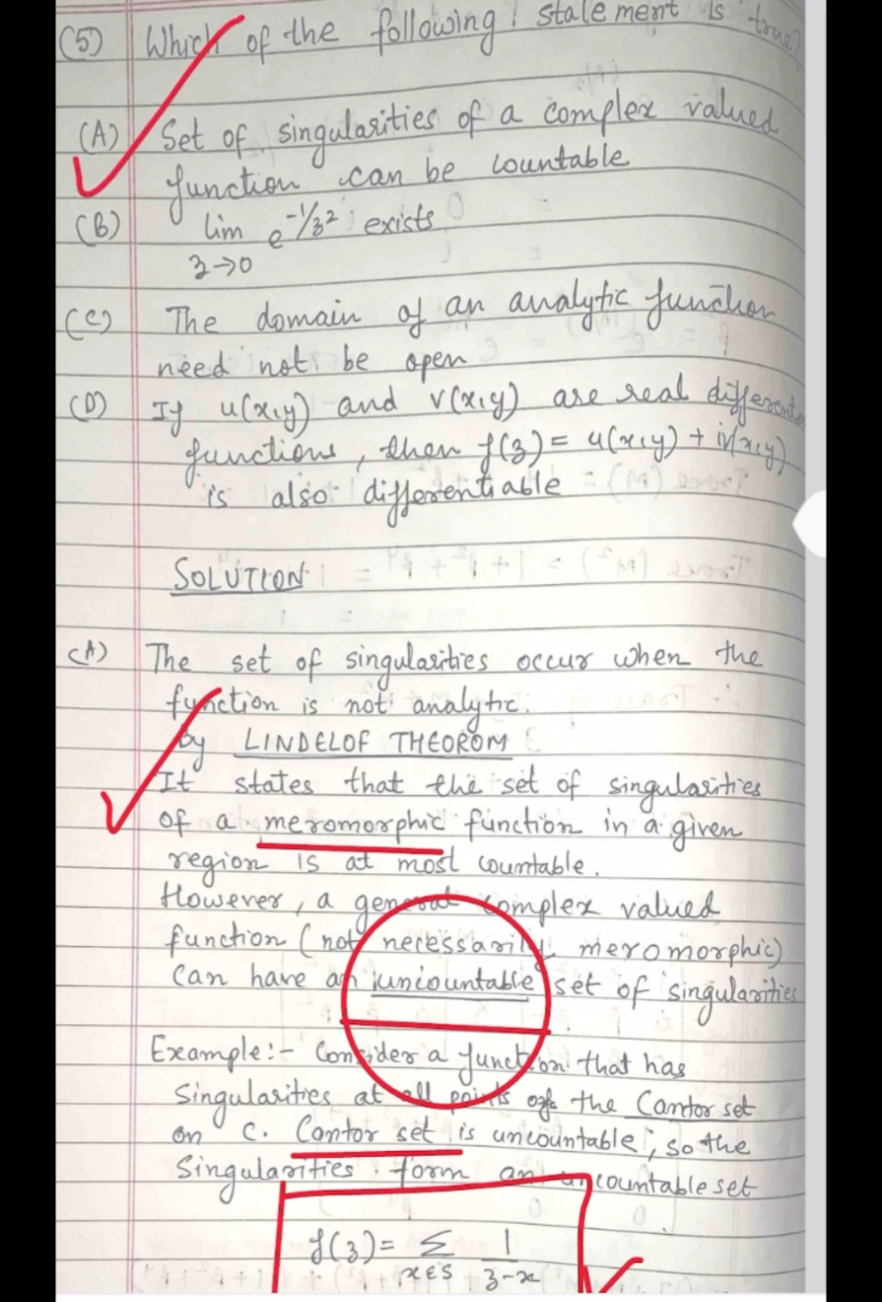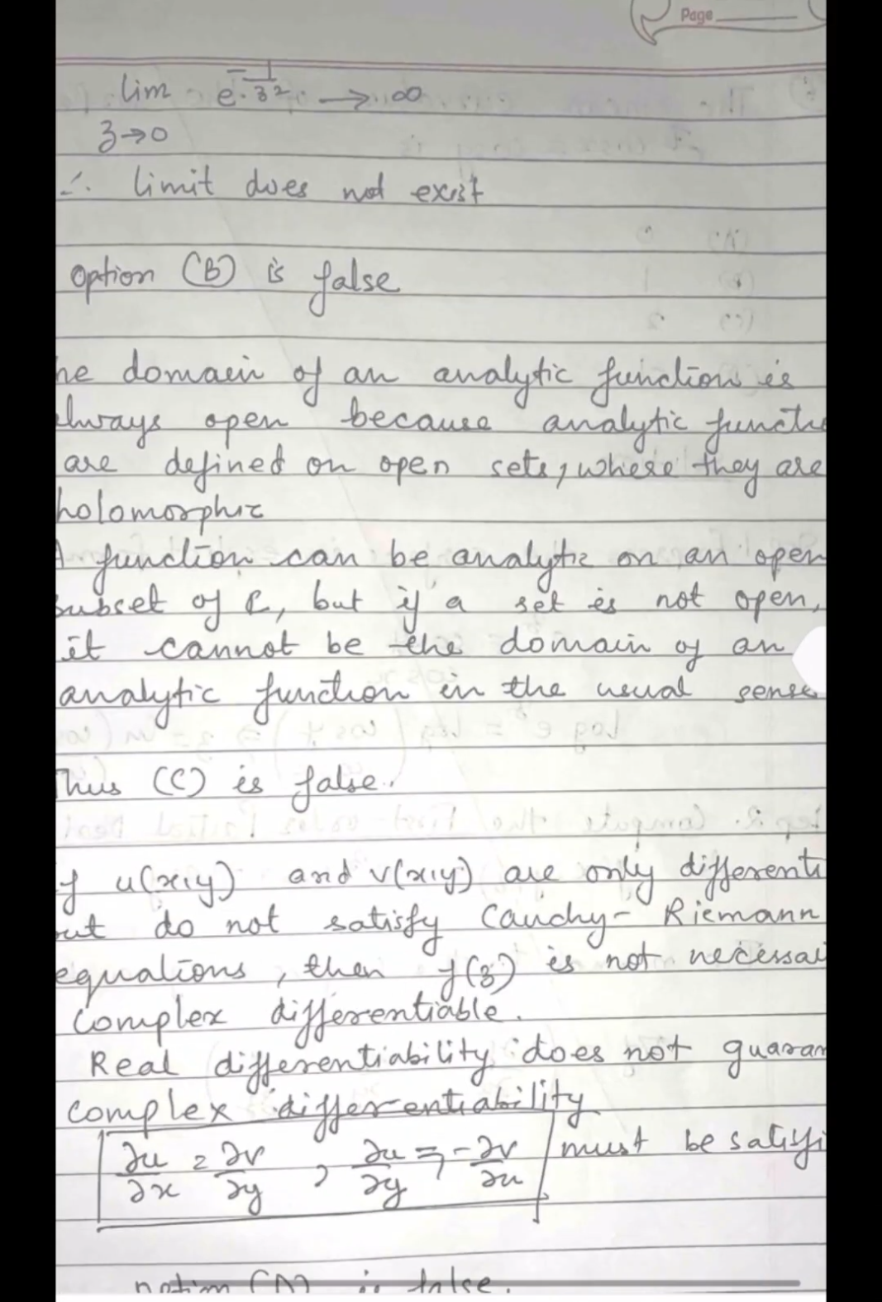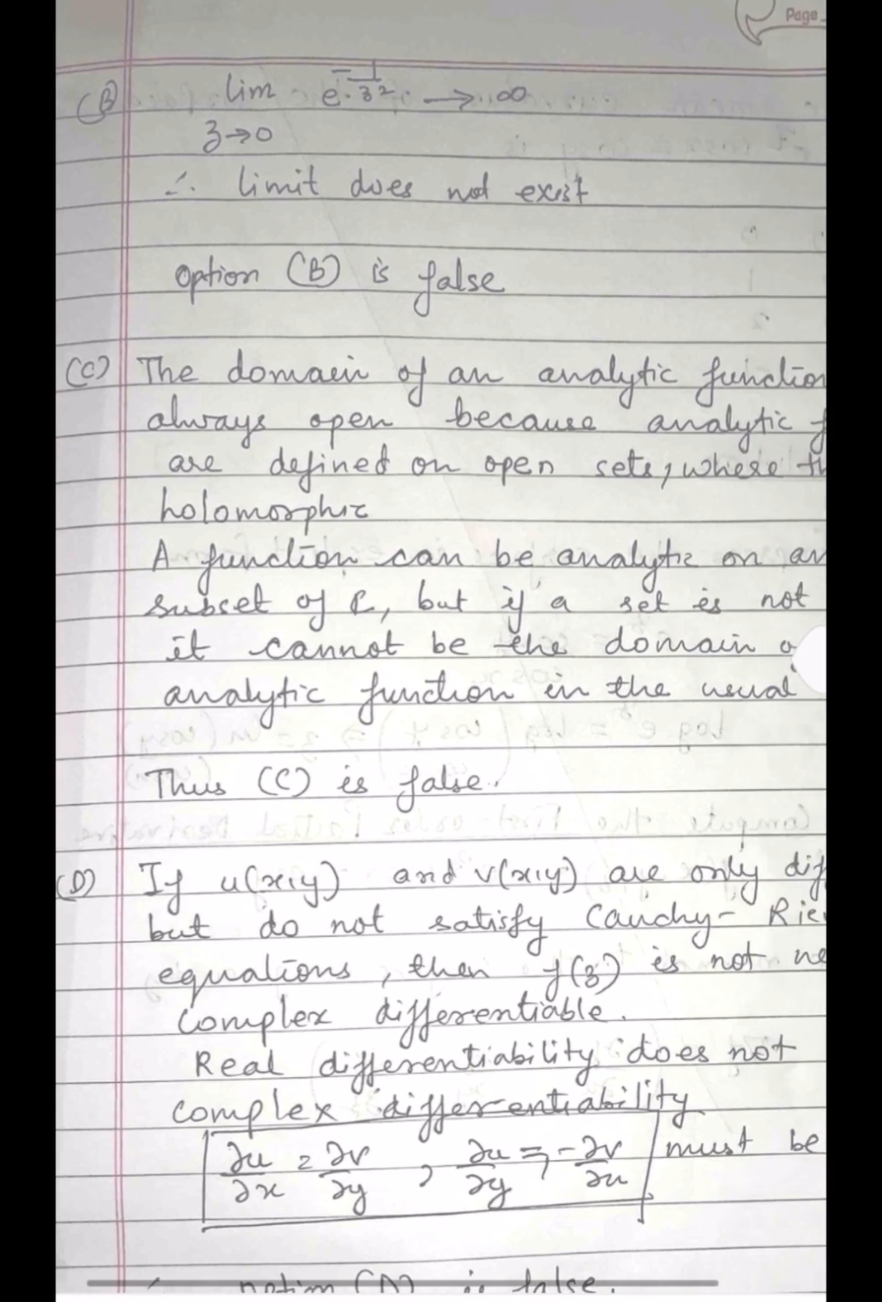So let us see how B, C, D are false. See option number B: the limit as z approaches 0 of e to the power minus 1 by z square exists. This is not right because this equals infinity. So see here, option B, the limit as z approaches 0 of e to the power minus 1 by z square approaches infinity. So this option B is our false option.